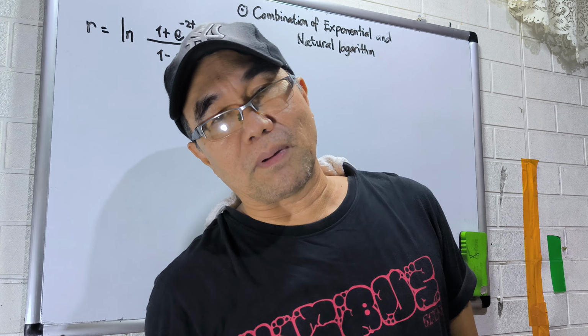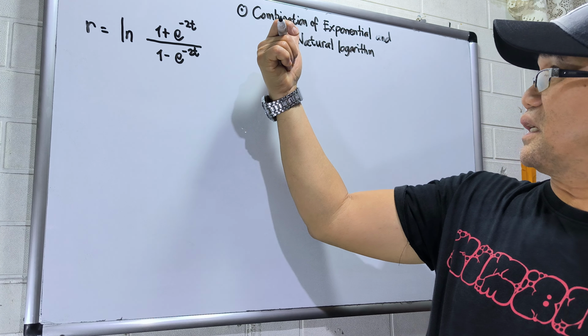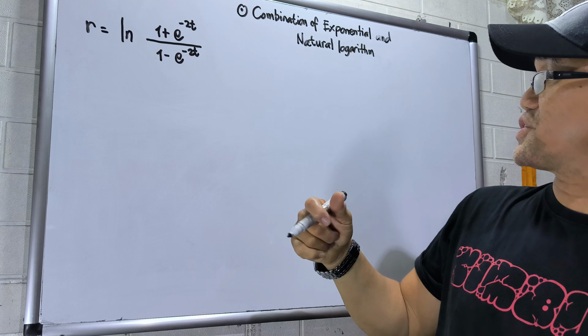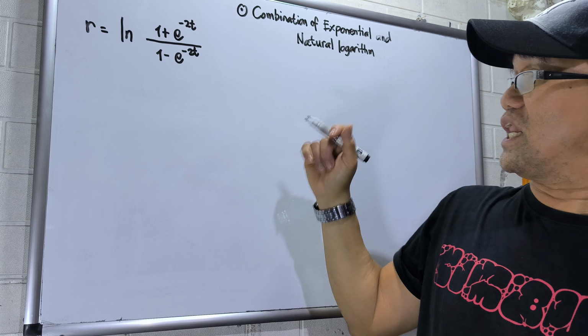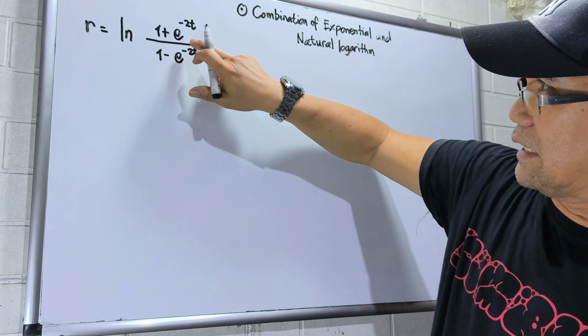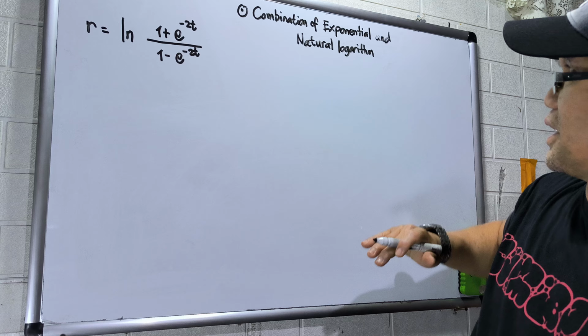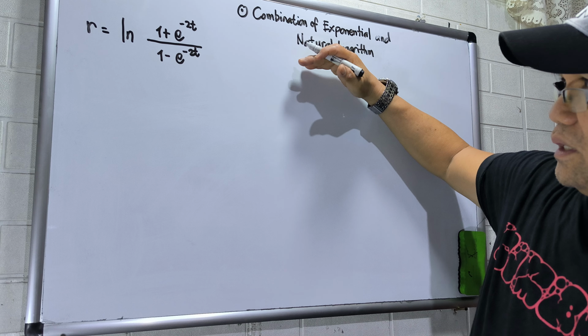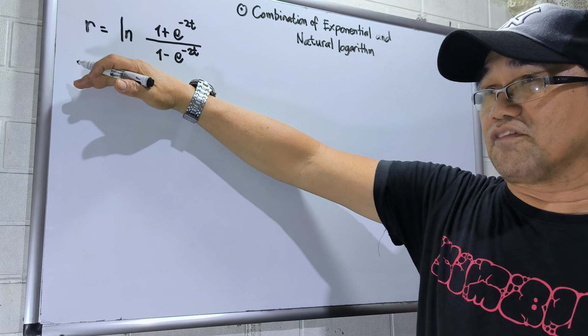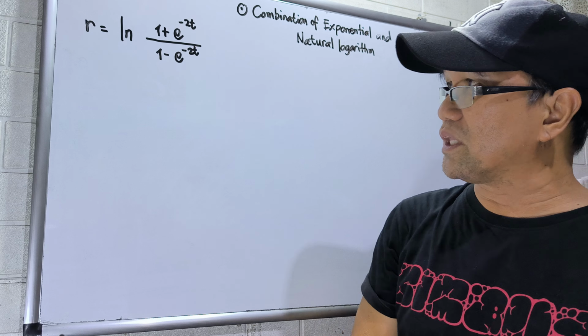Hello to everyone. My topic today is about the combination of exponential and natural logarithm. So take note, as we notice in the given, I have ln and then e. That's why the title is combination of exponential and natural logarithm. And then we will just review our basic trigonometry in here.